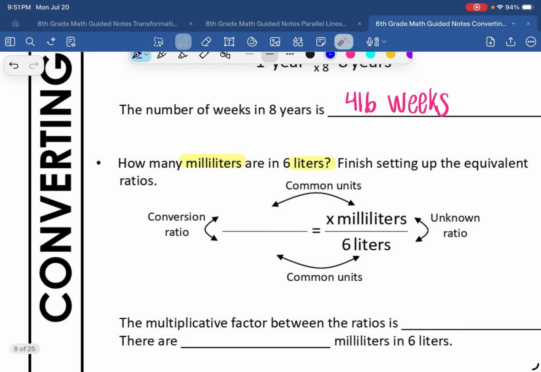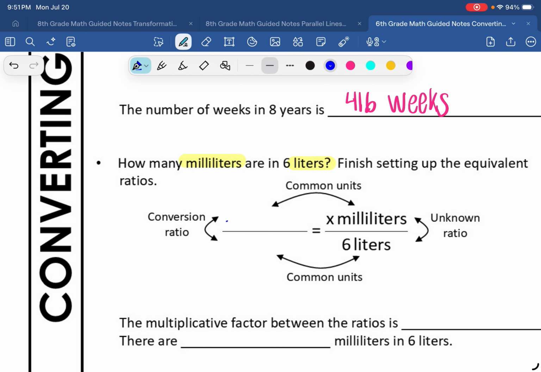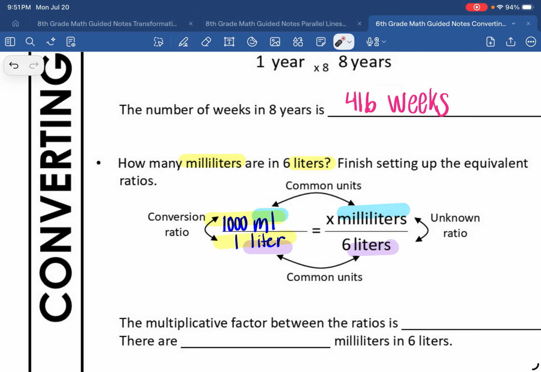And if you look right here, they have milliliters on the top already written. So I'm going to write 1,000 milliliters on the top. I'll put mL for milliliters, and then 1 liter on the bottom. So this is my conversion ratio. I have the same units here on the bottom, and I have the same units here on the top, and then my unknown ratio would be right here.